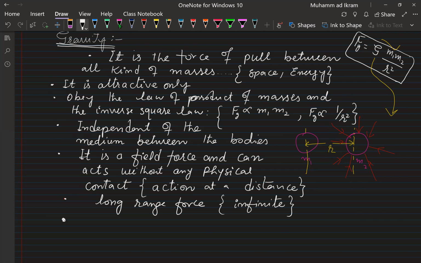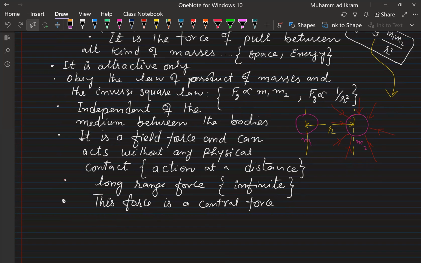The next important point is this force is central. This force is a central force. A central force means the force acts along the line joining the centers of the two bodies. So that is why this is called the central force. This force is medium independent, independent of the medium.